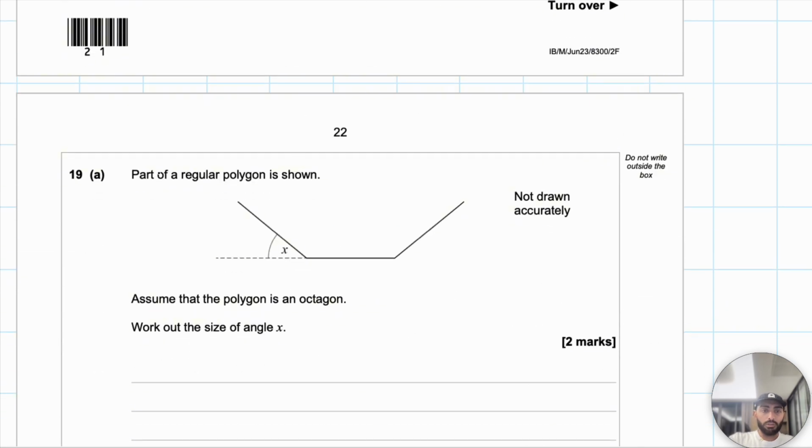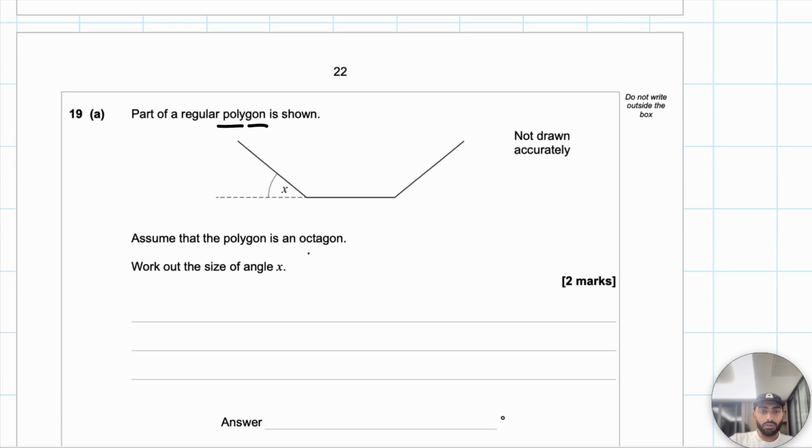Question 19. Part of a regular polygon is shown. Poly means many and gon means angles, many angles, or it's just another word for shape. Assume that the polygon is an octagon. So octagon has 8 sides. The way you can remember it is that octopus has 8 legs. Work out the size of angle x. Here, is this an interior angle or an exterior angle? Because it's on the outside, it's an exterior angle. So that's a formula that we're going to need.